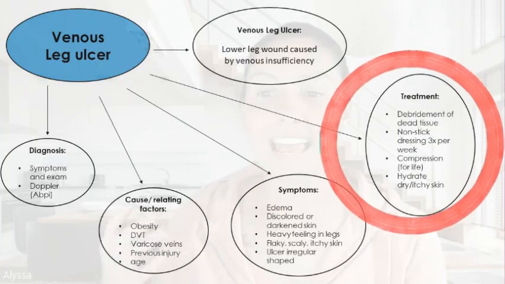Now, how do we treat venous leg ulcers? So we need to debride. Is there any non-viable tissue that needs to be removed? Now, the patient doesn't do that. A wound care specialist or doctor specializing in wound care does need to do that debridement. We're going to apply a non-stick dressing at least 3 times per week. Now, this is going to be determined by how much exudate is coming out of the wound.